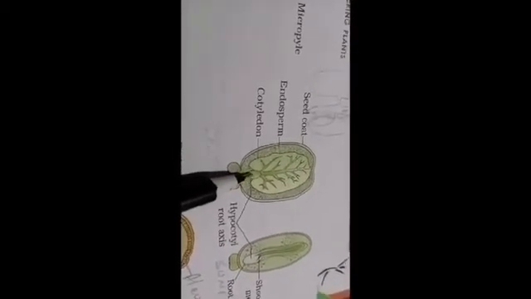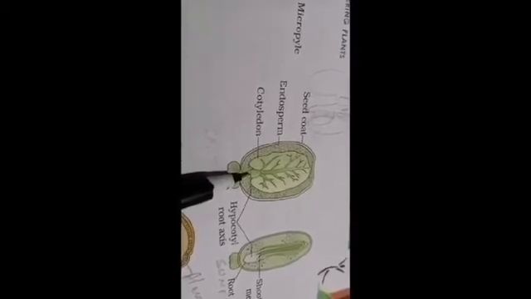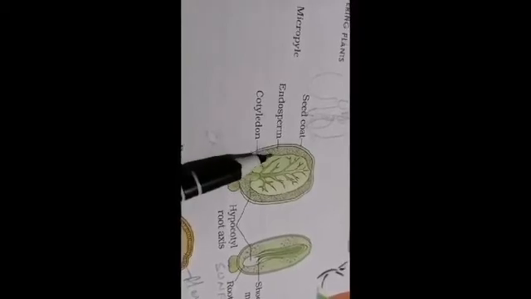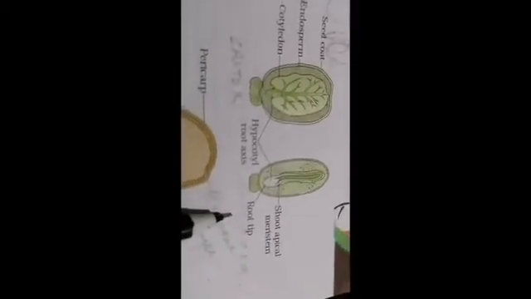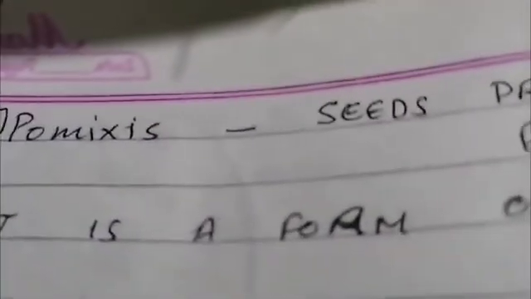Okay, and now this albuminous seed in a dicot, as you can see here, is your what? Cotyledon. As you can see here, this is your endosperm and this is your seed coat. And this is the seed of your sunflower. Fine. So, we have seen seeds that have developed due to fertilization.